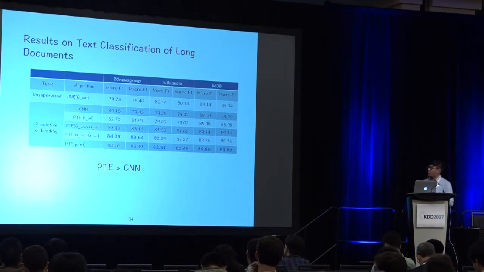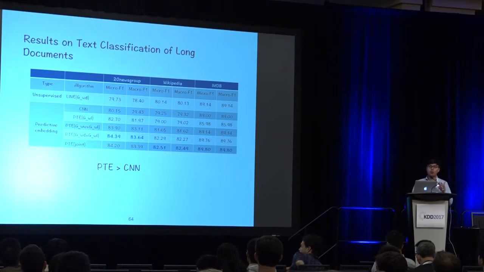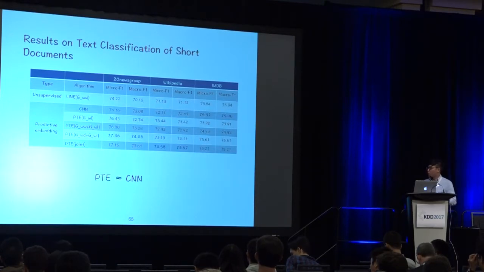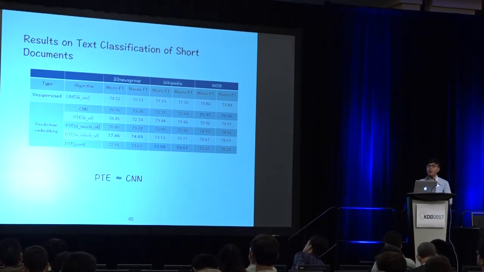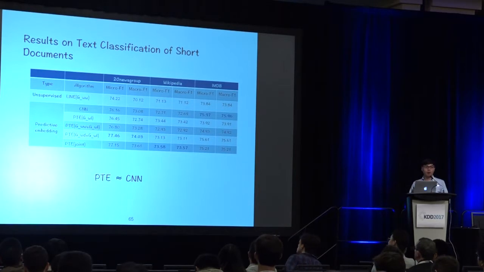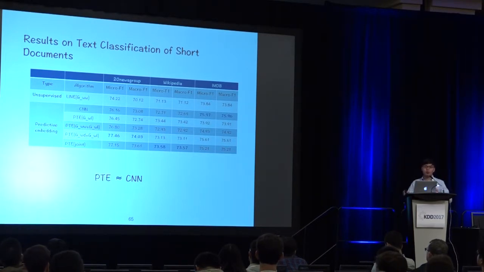So here are some results on text classification on long documents. So we can see that our proposed approach actually outperforms the state-of-the-art approach for text classification, which is the convolutional neural networks. Okay, and these are the results on long documents. And on short documents, we can see that our approach is comparable or a little bit inferior to convolutional neural networks. This is because convolutional neural networks actually consider the order of the words, but our approach doesn't consider the order of the words, because when we're calculating the document embeddings, we just take the average of the word embeddings. We don't use the order of the words.